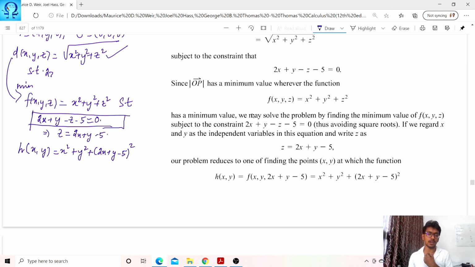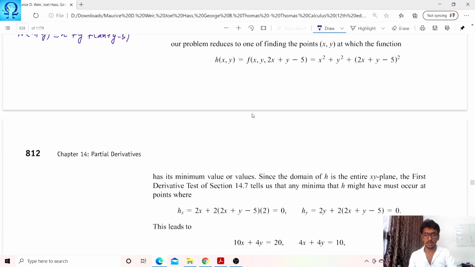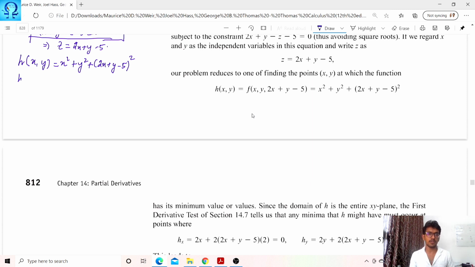Now you just have to find the maximum and minimum, the rest of the things, using this h only. So if you have this h and try to identify h_x, that is del h upon del x, it is 2x plus 2 times (2x plus y minus 5) multiplied by 2. So that is 2x plus 8x plus 4y minus 20, that is 10x plus 4y minus 20, and this has to be equated to 0.